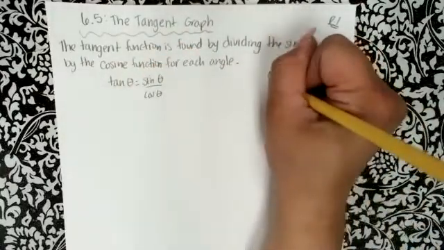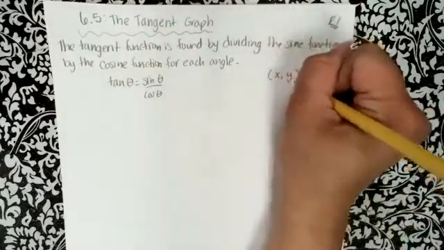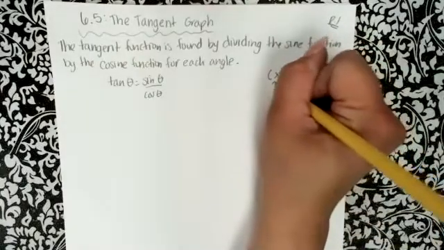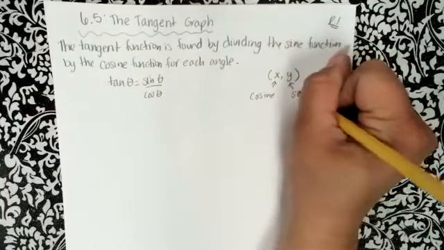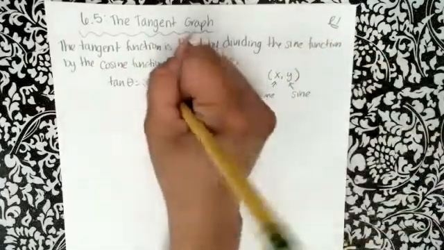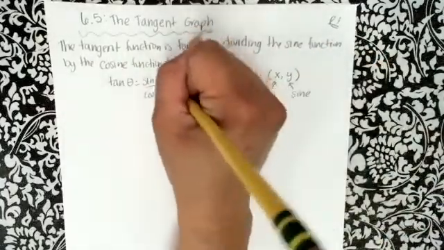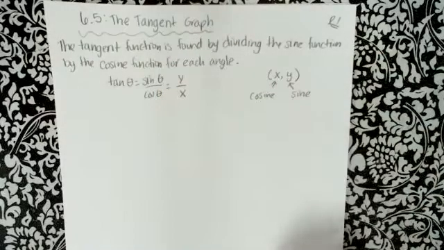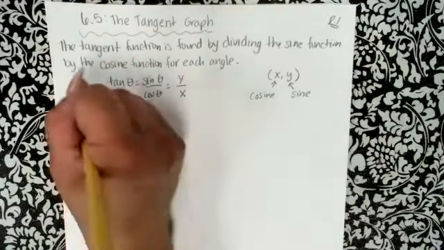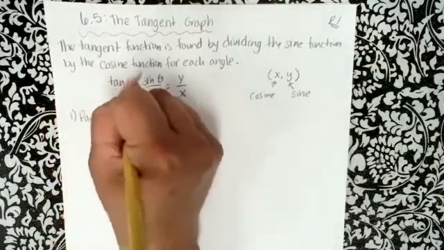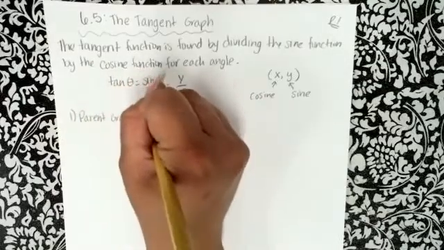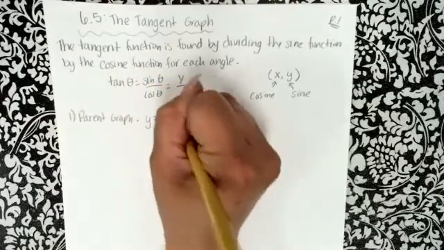And keep in mind, if we have this coordinate x and y, x stands for the cosine and y stands for the sine. So this is basically the y value divided by the x value. We're going to go ahead and graph the parent of y equals tangent of x.